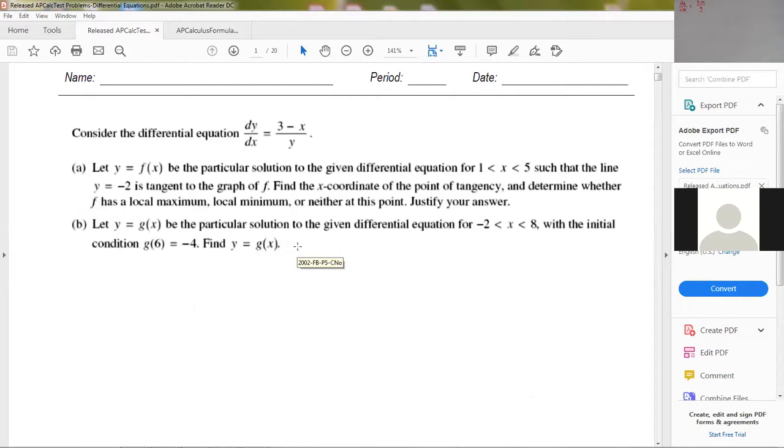Let y equals f(x) be a particular solution to the given differential equation for 1 through 5, such that the line y = -2 is tangent to f. Find the x-coordinate of the point of tangency and determine whether f has a local max or min or neither at the point. Justify your answer. This is going to be long.